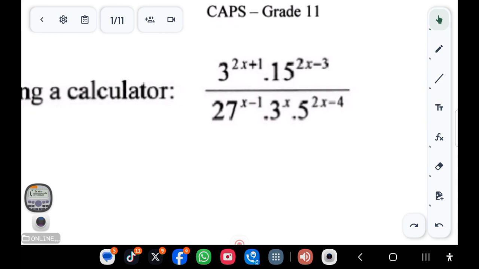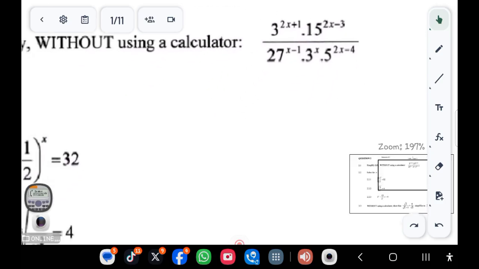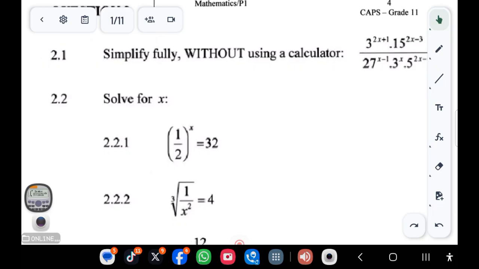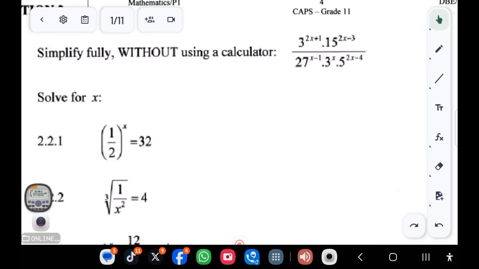Now, when you have a question like this, the first thing you need to do, and that is the biggest trick, is change all the bases into products of prime numbers. Prime numbers are numbers that only have one and that number as their factors. So we're going to change that.